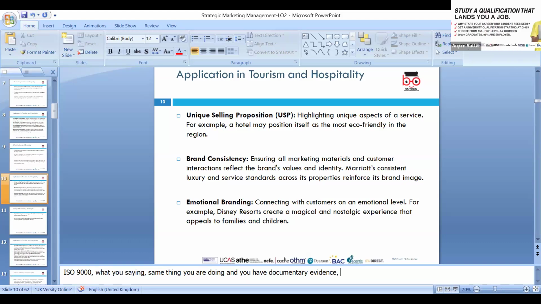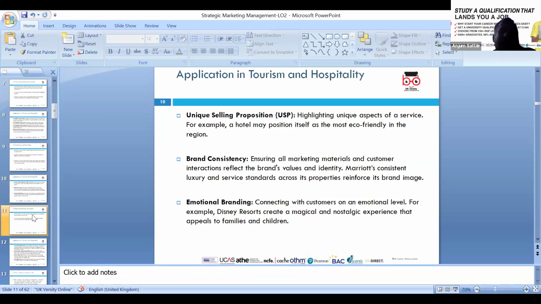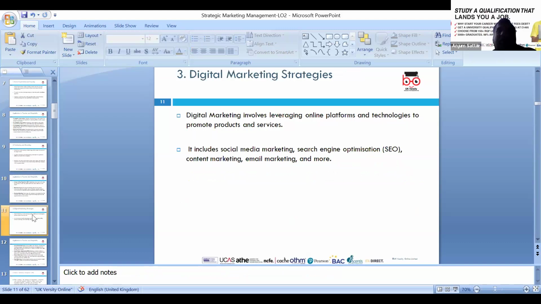So brand consistency is emotional. The branding is attached, like "look, my shoes, look, my these," like Nike shoes, Skechers, Hush Puppies. This really matters, it is an emotional attachment for people. And we can look around digital marketing strategies, which involve online platforms and different technology to promote the product and the service.